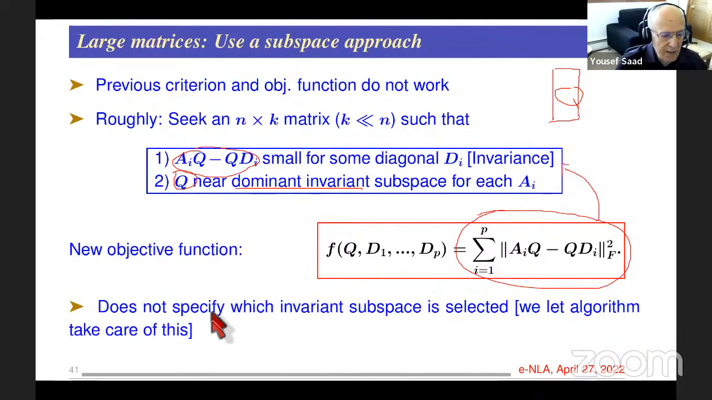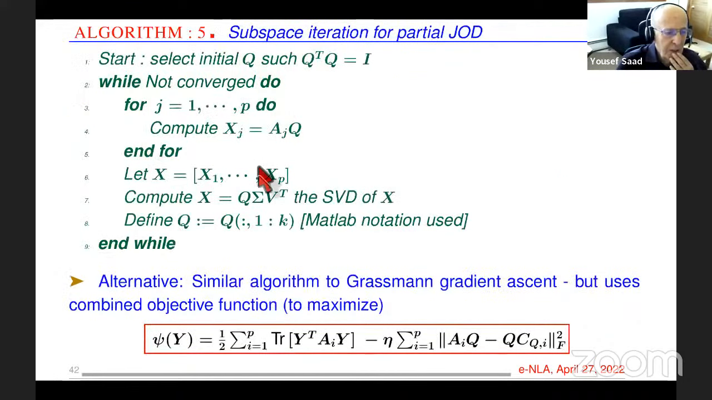And then I would like my algorithm to take care of the second part, this point number 2. And that's what's done by this subspace iteration form of the algorithm. This one just applies the subspace iteration, where for each of the matrices, you multiply the Q by A, and then you join all of the subspaces you get, and you do an SVD, well, not essentially an SVD, you get the dominant subspace from this, and you call that your new Q, and you repeat. Very simple generalization of subspace iteration.